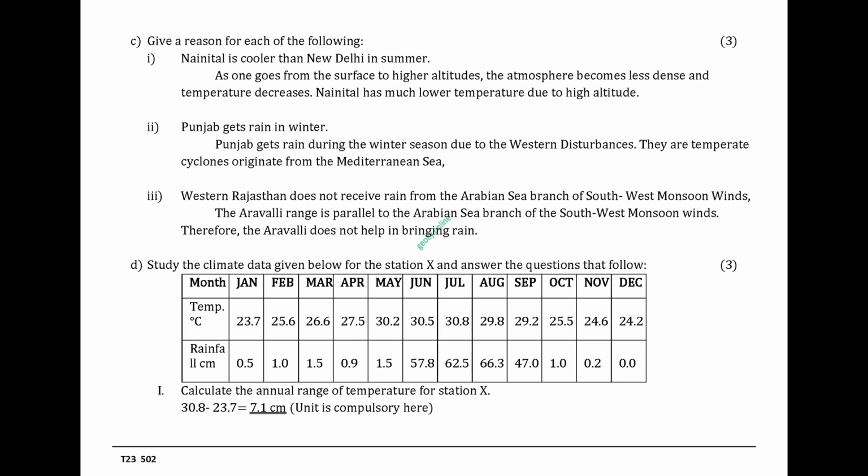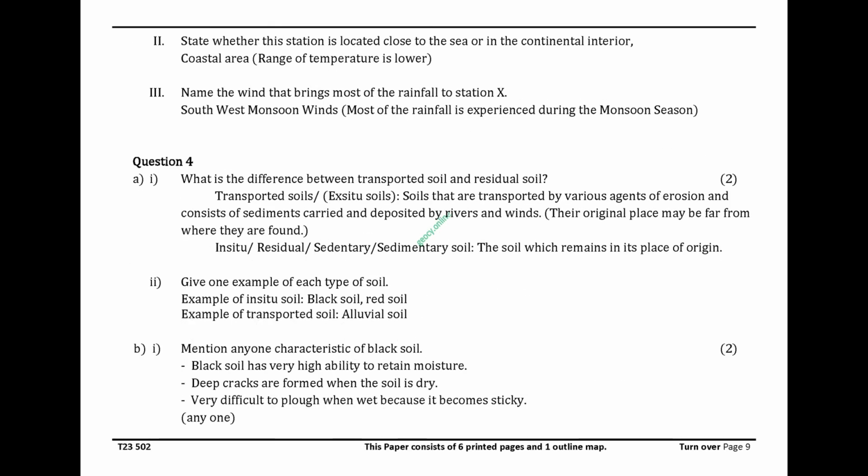Study the climate data given below for station X and answer the questions that follow. Calculate the annual range of temperature for station X. 30.8 minus 23.7 equals 7.1 centimeters. Unit is compulsory here. State whether this station is located close to the sea or in the continental interior. Coastal area. Range of temperature is lower.